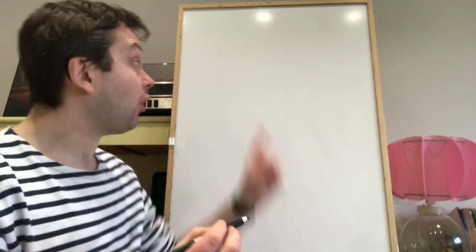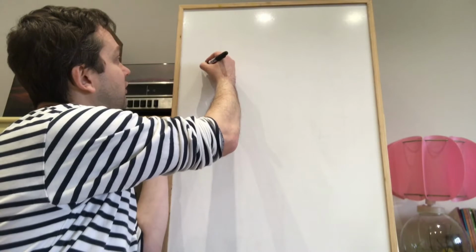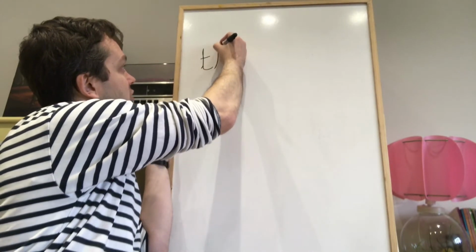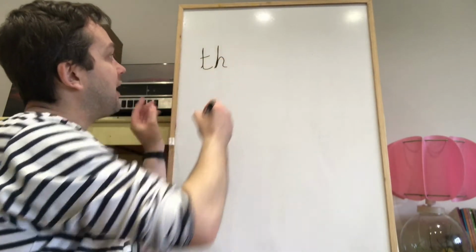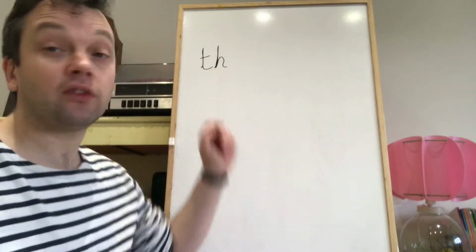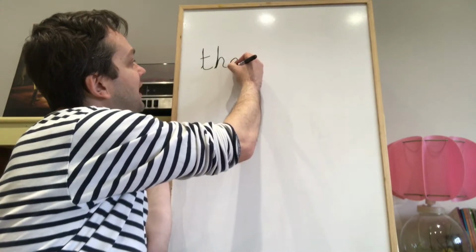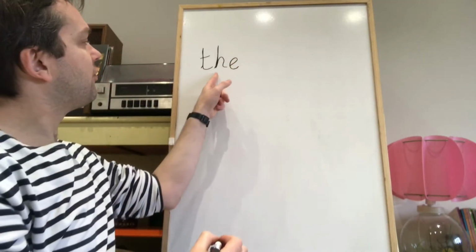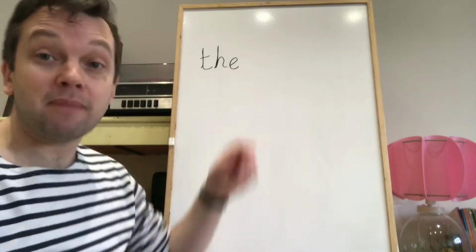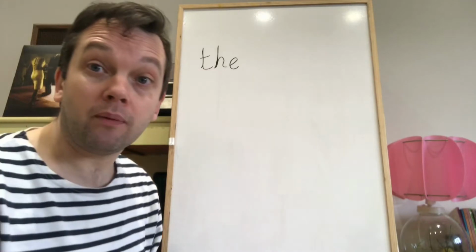I am going to write on the whiteboard with the pen. So it's letters T and H, making the sound th. It can make the sound th, but in this word it makes the sound th. And then this funny bit of the word is the letter E. Th. Yes, normally the letter E makes the sound eh. Not in this word. The.